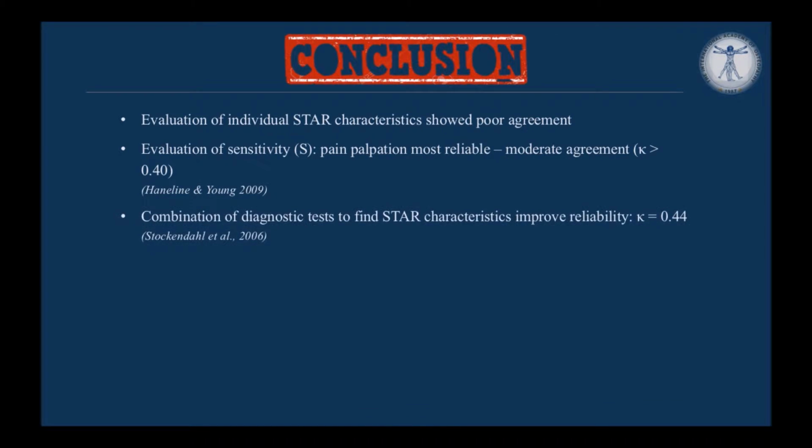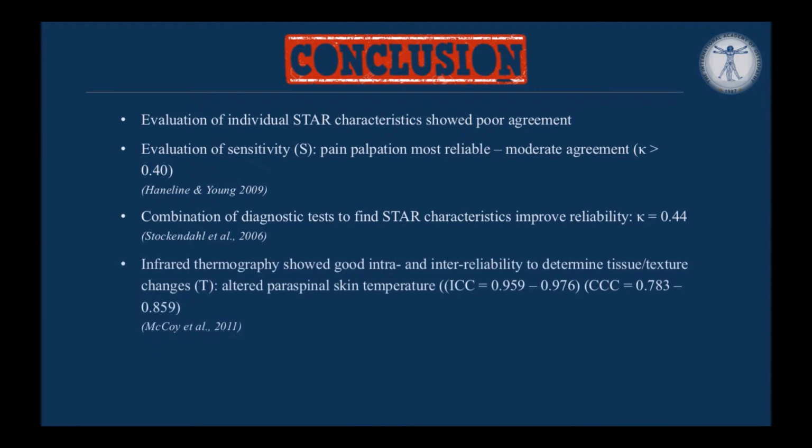In the study of Stockendal et al., it was shown that combination of diagnostic tests to find STAR characteristics improved reliability. The use of infrared thermography to find changes in the tissue texture or structure, and more specifically altered skin temperature, showed good intra- and interreliability to determine tissue or texture changes.